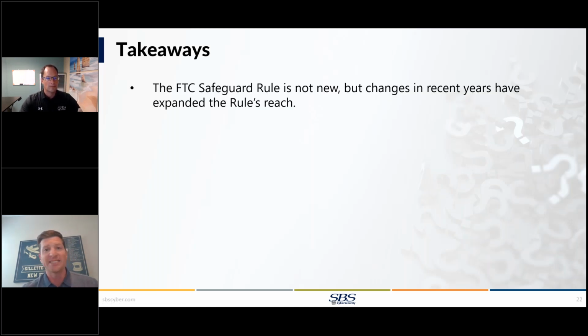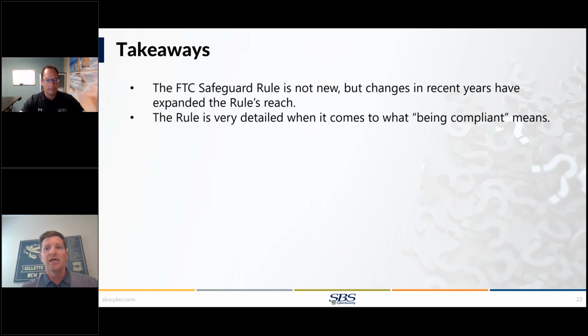The FTC Safeguards Rule isn't new. This has been around for quite a while, but the changes in recent years, 2021, as Rick mentioned, really expanded the companies that fall under the rule, and a lot of the specifics about the rule as well. So there have been a lot of different changes recently. The rule is very detailed about what being compliant means, and I think that's actually helpful. If it were nebulous and really difficult to figure out what they're trying to tell us to do, that'd be one thing. But they are pretty specific about it, and we can help you interpret a lot of that.